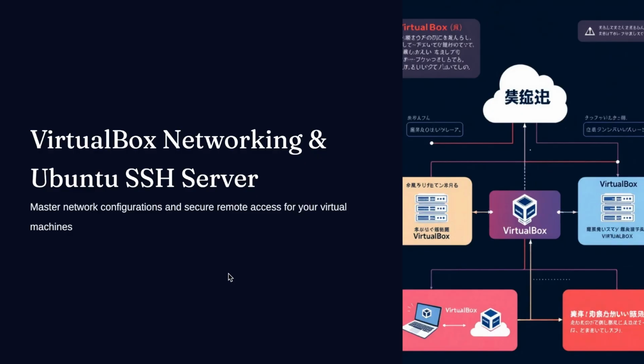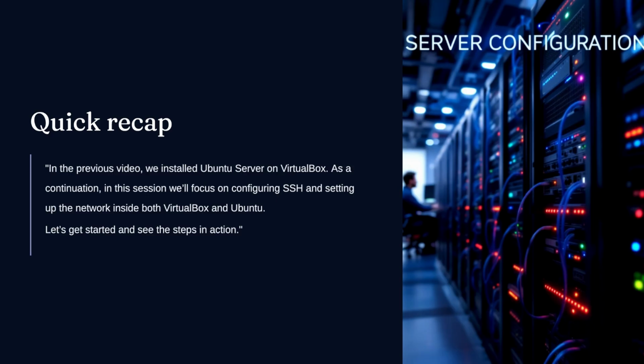So in this video, I will cover the VirtualBox networking part and Ubuntu SSH server, mastering the configuration and secure remote access for your virtual machines. Quick recap: in the previous video, I installed Ubuntu server and VirtualBox. As a continuation, in this session we will focus on configuring SSH and setting up the network inside both VirtualBox and Ubuntu. Let's get started and see the steps in action.